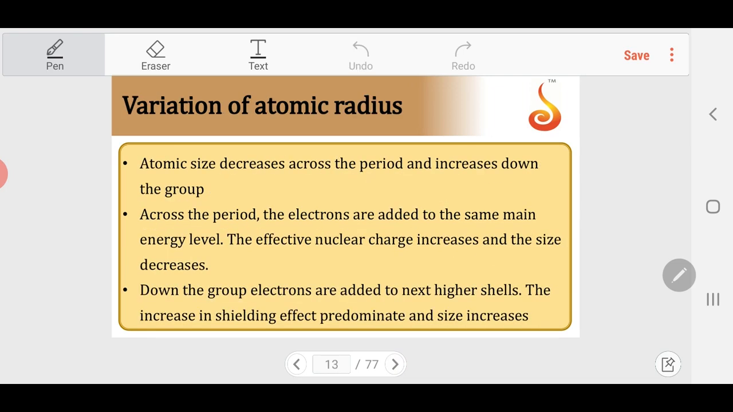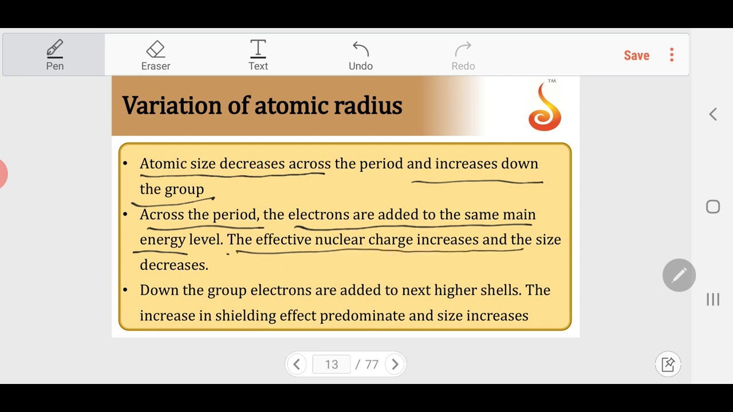How does atomic size vary across a period and down the group? Generally atomic size decreases across a period and increases down the group. The two factors defining the atomic size are the effective nuclear charge and the shielding effect. Across the period, the electrons are in the same main energy level, so the screening effect does not increase considerably, but the effective nuclear charge increases considerably. As a result, the atomic size decreases.